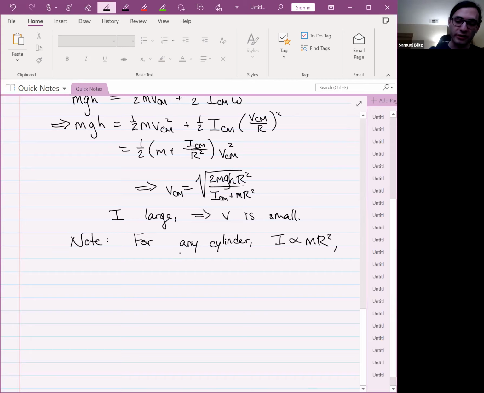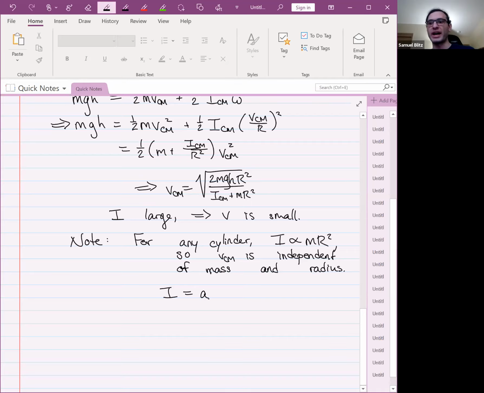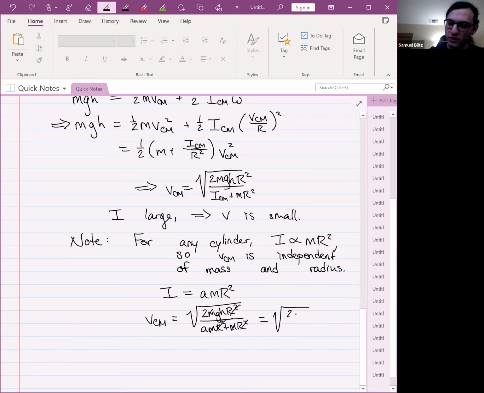And so what we find is that V_CM is independent of mass and radius. The way to see that is that I is something like, let's call the constant A. A is just a constant. If it's a solid sphere, it would be a half. If it's a solid cylinder, it would be a half. If it's a hollow cylinder, it would be 1, times mr squared. And so we can plug that into V_CM. This is for any cylinder. We would get 2mgh r squared over A mr squared plus mr squared. And so the mr squared cancels out entirely, and we get 2gh divided by 1 plus A.